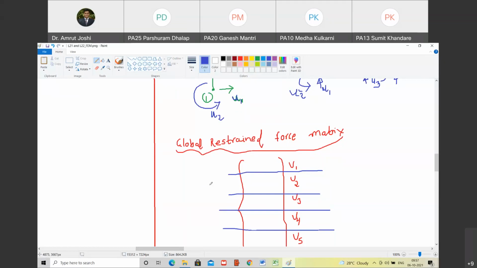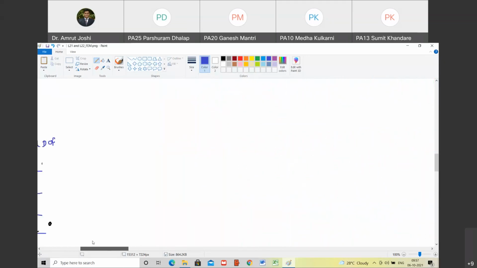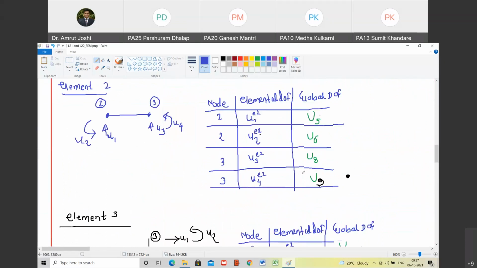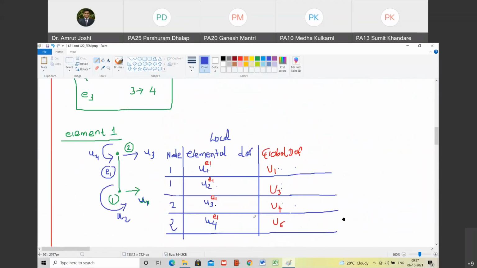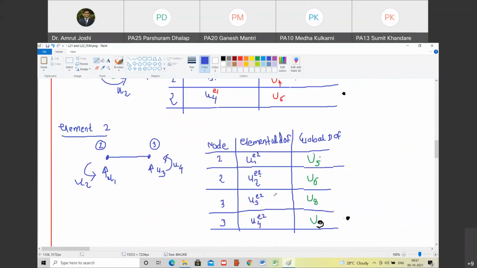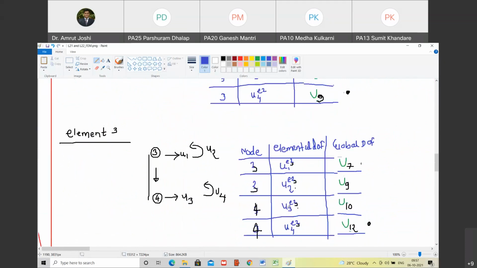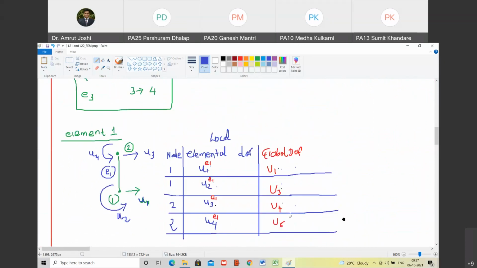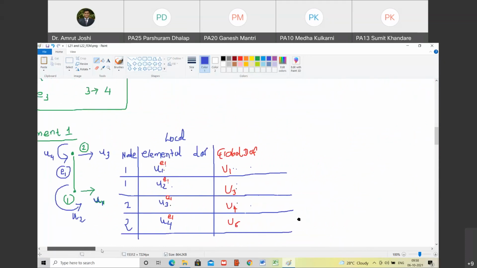So U1, capital U1, global degree of freedom U1 is a part of which element? Tell me. It is a part of first element, not the part of second element, not the part of third element. Do you agree with me? Yes, sir. Now this U1 is which local degree of freedom for element number 1? First local degree of freedom. Small u1.